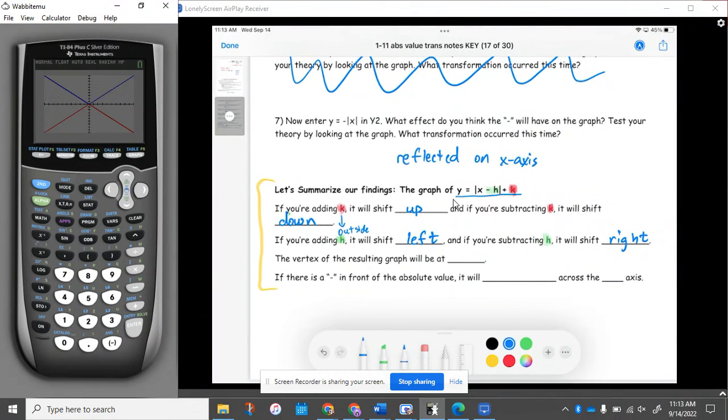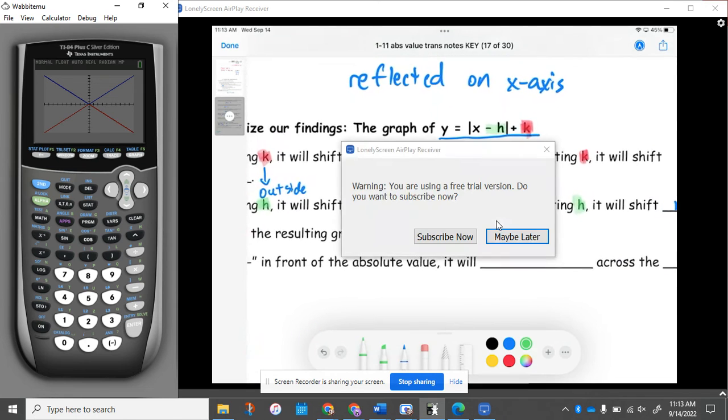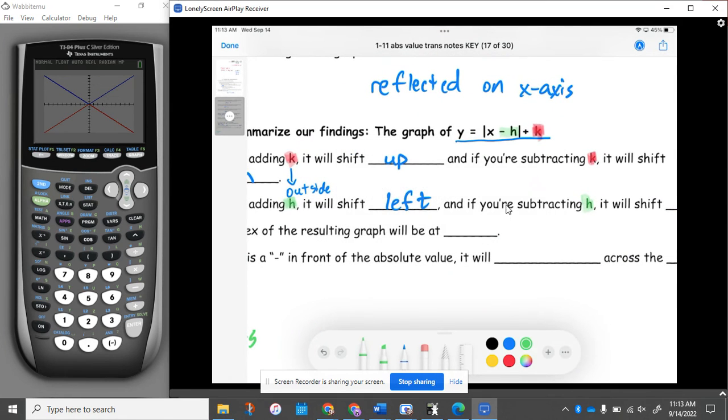The way we remember this, the way we keep track of this fact right here is we say that insiders lie. Insiders lie. If it's inside the absolute value bars, you go the opposite direction of what that little sign says. Now, those two numbers, h and k, those numbers that you're adding and subtracting, those are what give you the vertex. So however much you've shifted up or down, left or right, you can tell by where the vertex is located.